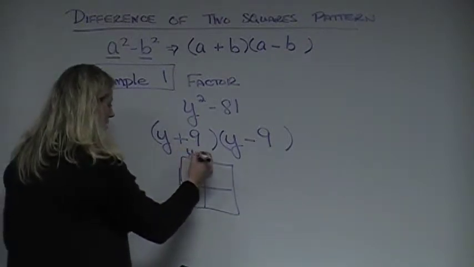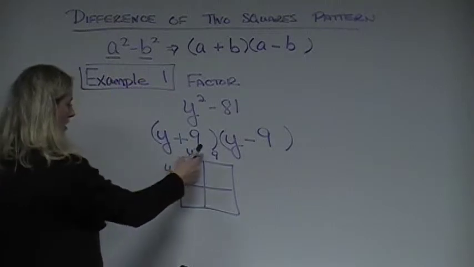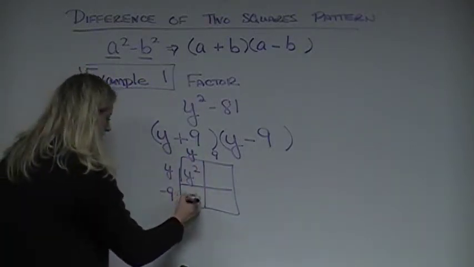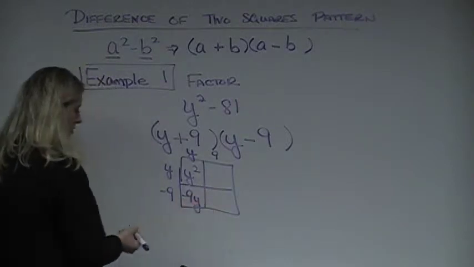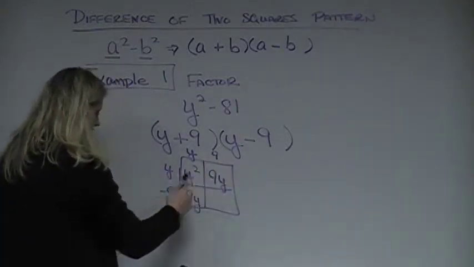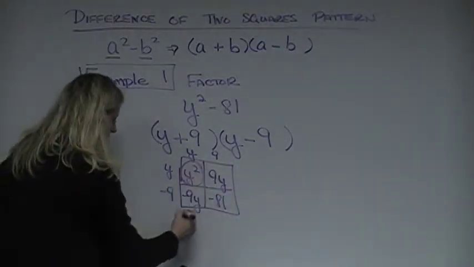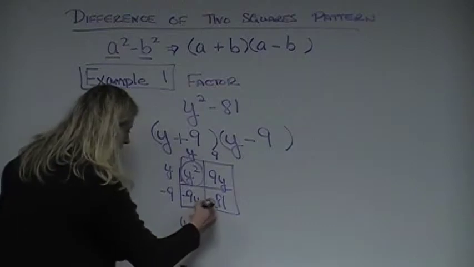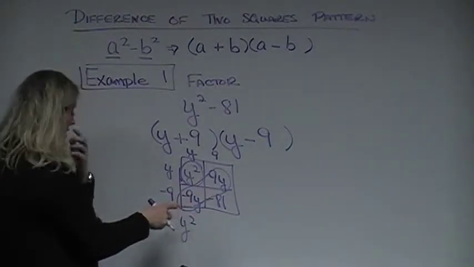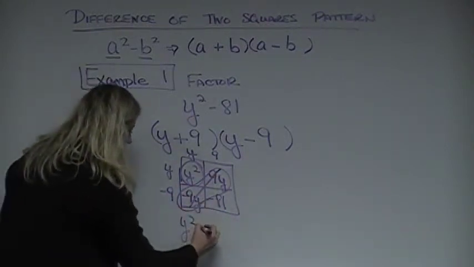So we're going to go y and 9, y and negative 9. Y times y is y squared. Y times a negative 9 is negative 9y. 9 times y is 9y. 9 times a negative 9 is negative 81. Highest degree, like terms. Now look what happens when we take a 9y plus a negative 9y. Those are going to cancel out our middle term. And then obviously we bring down our minus 81.